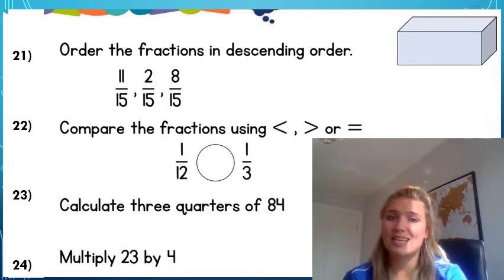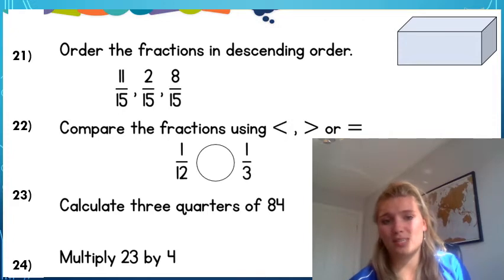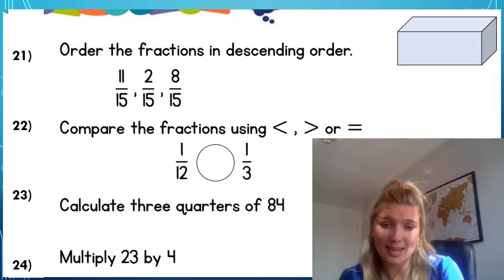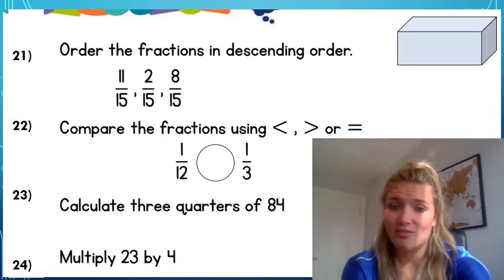Then can you order the fractions in descending order, so going down? Then you're telling me which one is bigger, 1/12 or 1/3. Now look in here, they've got different denominators, so you're going to have to find an equivalent fraction with the same denominator first of all.